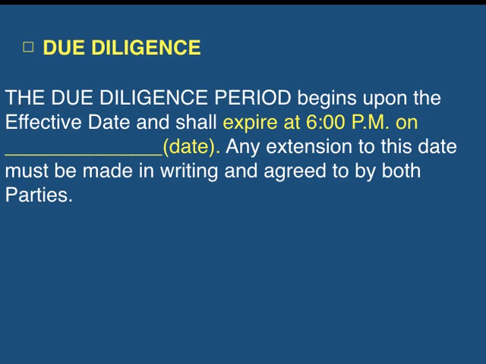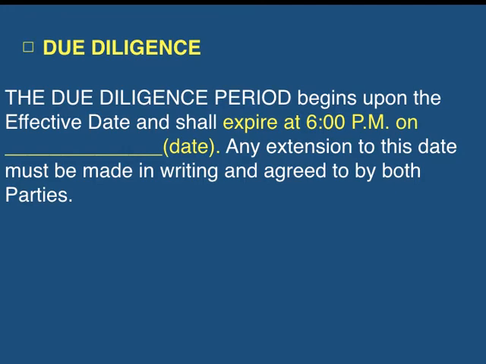First thing you want to do is put an X and check in this box by due diligence, meaning that this is the repair selection your buyer has chosen. Due diligence period begins upon the effective date and shall expire at 6 p.m. on a specific date. You pick the date.